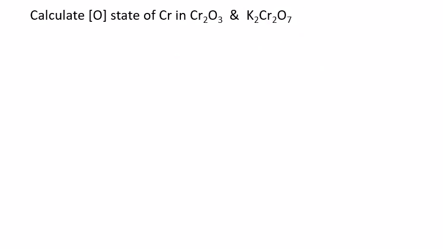The same, we can calculate the oxidation state of chromium in Cr2O3. How many chromium ions are there? 2. So 2x. And how many oxygens are there? 3. And for each oxygen it is -2. So equate it to 0 because it is a neutral species. So you will be getting X value as +3. So oxidation state of chromium in Cr2O3 is +3.